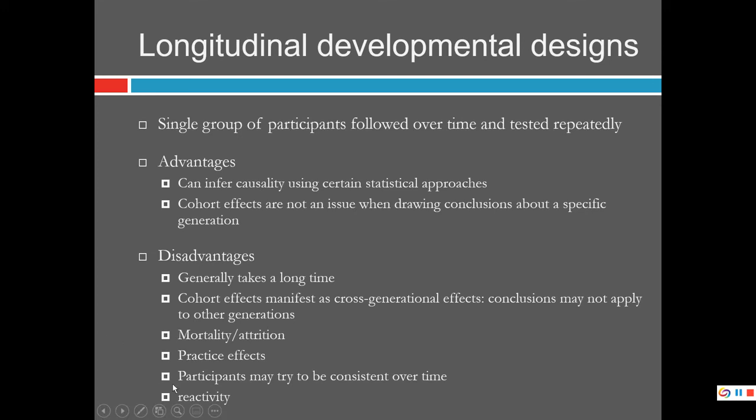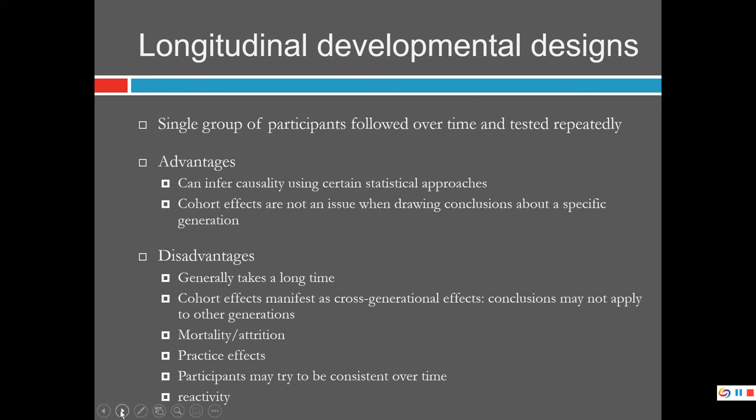These last three things have to do with participants being aware of or being affected by being studied. Practice effects: if you're giving somebody the same sort of cognitive test every 5 years for 40 years, they're going to get better at it. And it might not be because they're actually getting smarter. It might just be because they're used to doing that test, right?